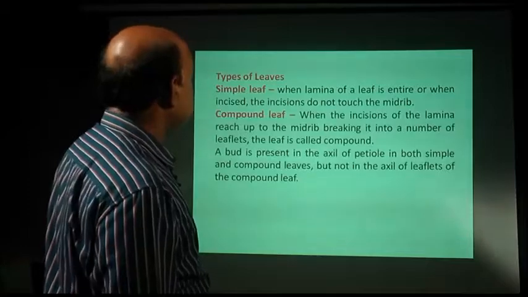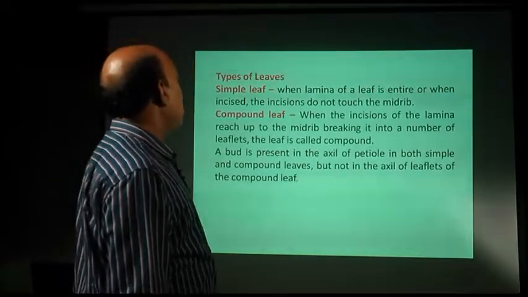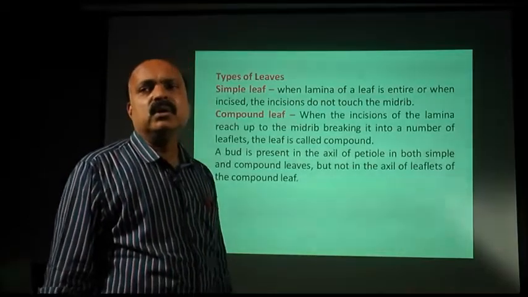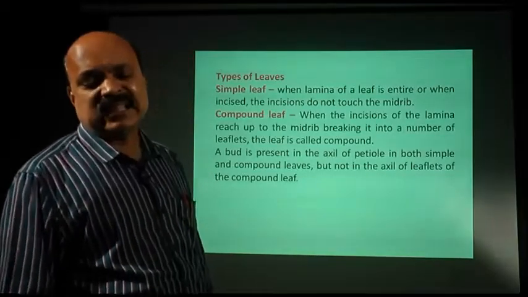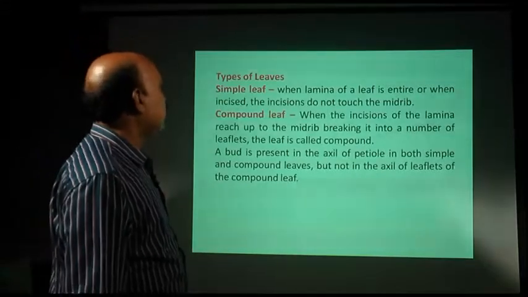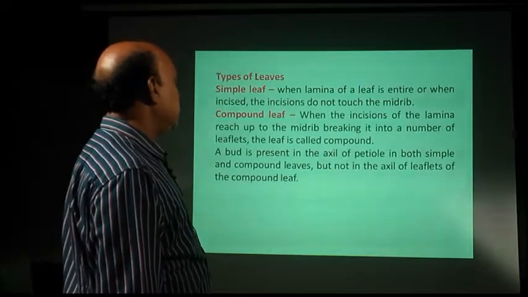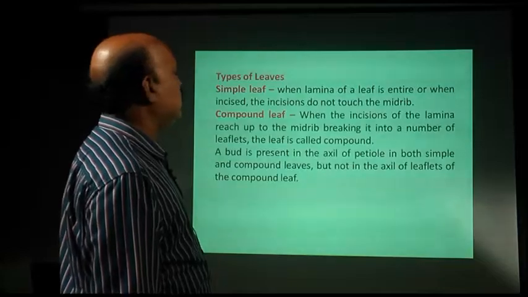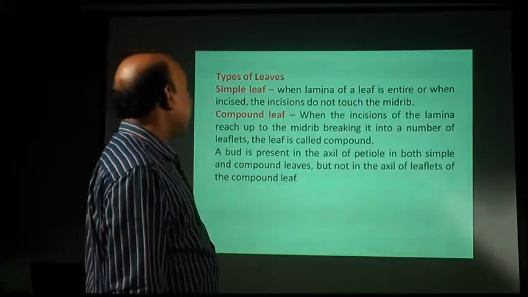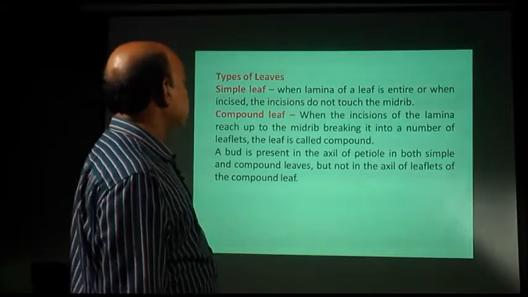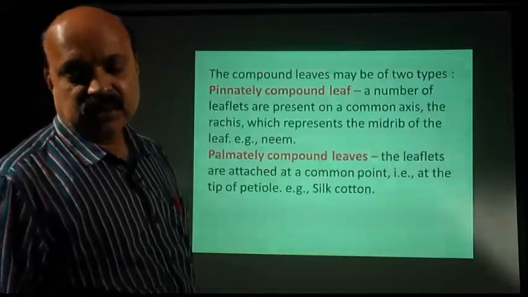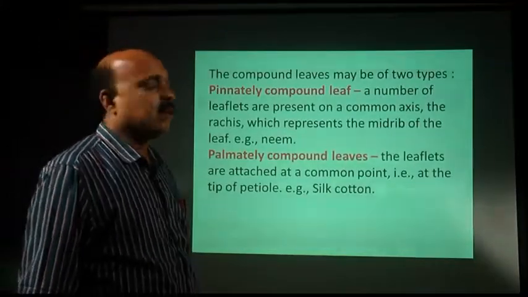A bud is present in the axil of petiole in both simple and compound leaf. Simple leaf or compound leaf, bud must be present in the axil, the junction of the leaf, but not in the axil of leaflets. So leaflet, the individual member of the compound leaf, is called leaflet. So axil of leaflets never contains bud, but the axil of the compound leaf or the simple leaf contains the bud.